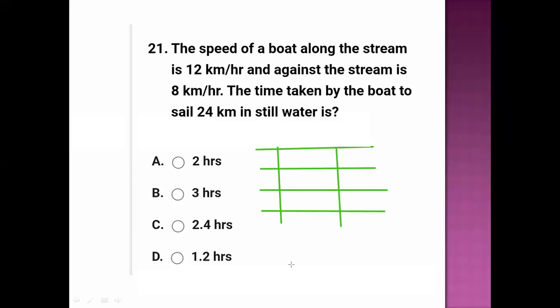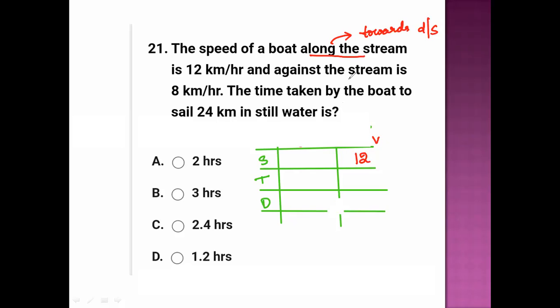Okay, so I'm taking this side as upstream and this side as downstream. You know that on the upstream side the relative speed will be u minus v, and on the downstream side the relative speed will be u plus v. The speed of the boat along the stream is 12 kilometers per hour. Along the stream means it is towards downstream. Therefore, u plus v is given as 12.